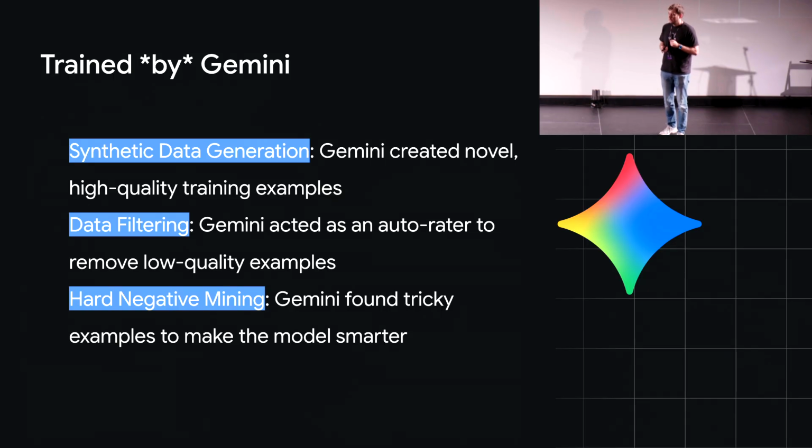And what's also interesting, it's trained by Gemini. So we use Gemini a lot in the process for the data generation and data pre-processing. Specifically for synthetic data generation, and then also data filtering, where Gemini acts as what's called an autorater to remove, for example, low-quality examples, and then a technique that's called hard negative mining, where Gemini finds tricky examples to make the model smarter by training it on these samples.